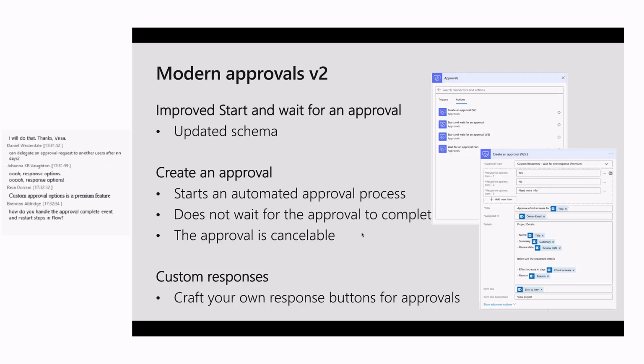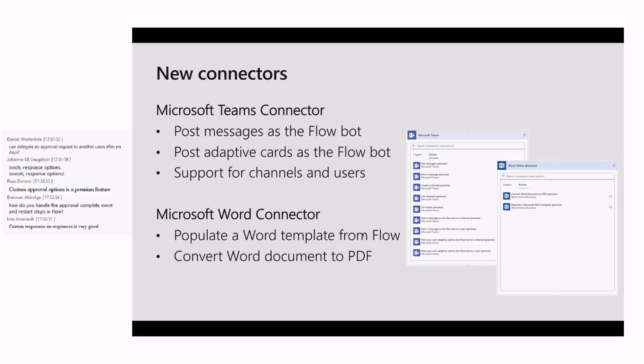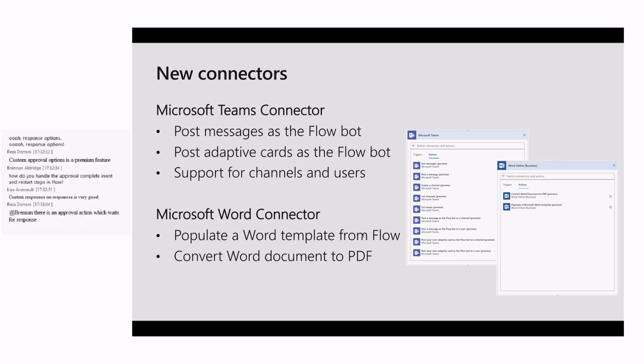We also have the ability to craft your own response buttons. So if you don't like approve, reject, you can say yes, no, need more info, or put however many options you want. So it's pretty cool updates to modern approvals. New connectors, we have Teams and Word. Teams connector is really cool. I'll show you a demo where you can post messages as an adaptive card to a Flow user or to a Teams user or to a Teams channel using the Flow bot.